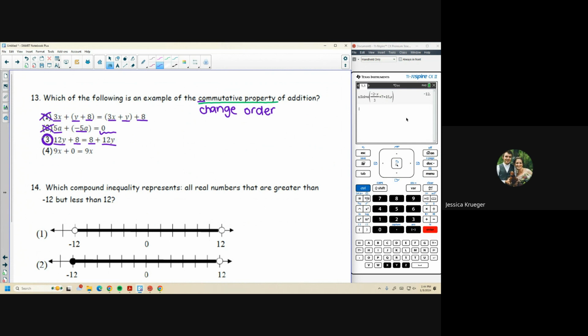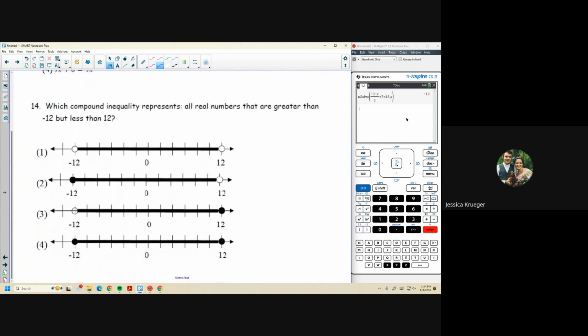Okay, number 14. Which compound inequality represents all real numbers that are greater than -12? So greater than -12. This means at -12, I've got to have an open circle.